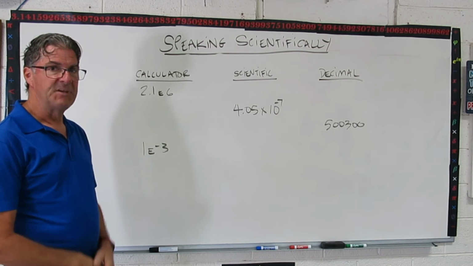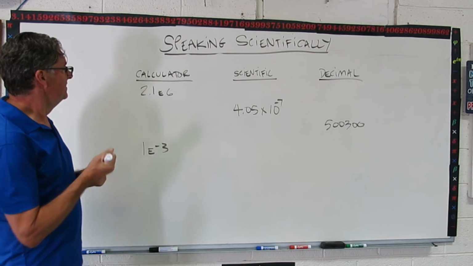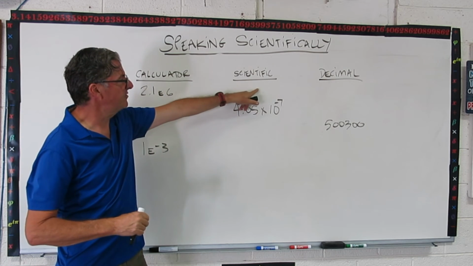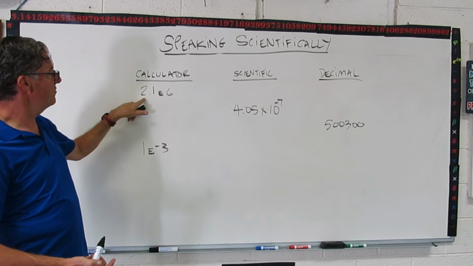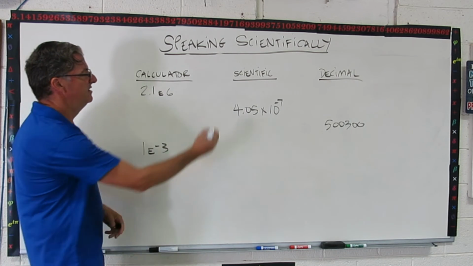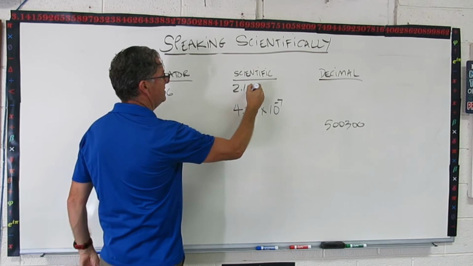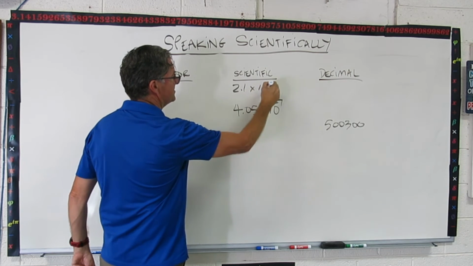Okay, let me walk you through that. Let's see how we did it. Okay, so going from calculator to scientific notation and back is pretty straightforward. This is 2.1 times 10 to the 6. So I'm just going to write 2.1 times 10 to the 6.